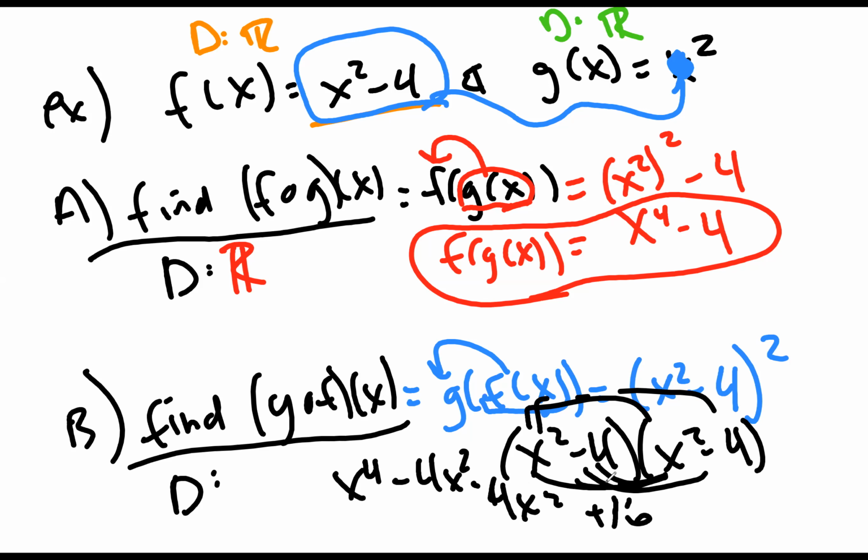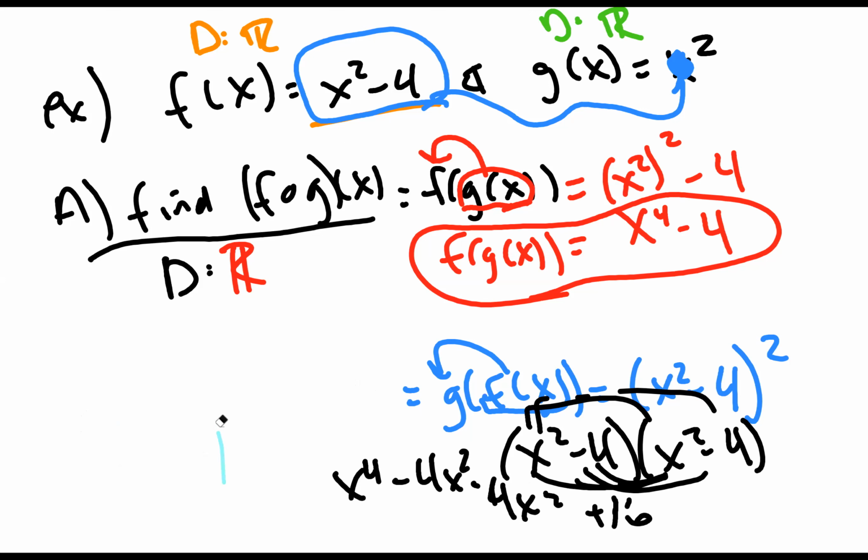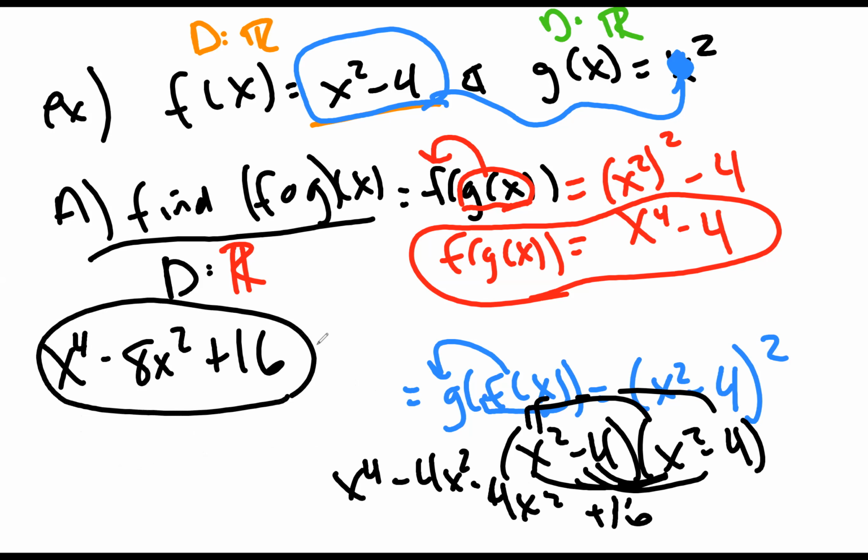And so this is a real mess, so let me fix it up a wee bit. We know what we're looking for, so I'll get rid of this. And so once I FOIL all this out and I have simplified it, I'm going to be left with x to the 4th minus 8x squared plus 16. And so that's going to be my g of f of x.